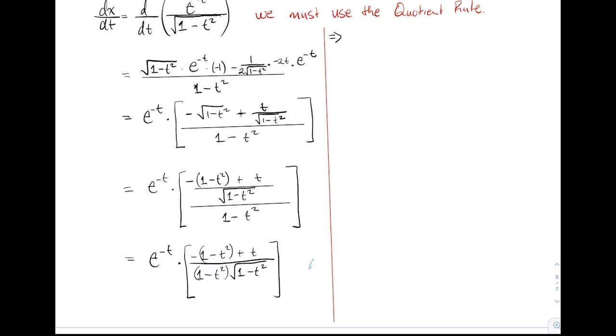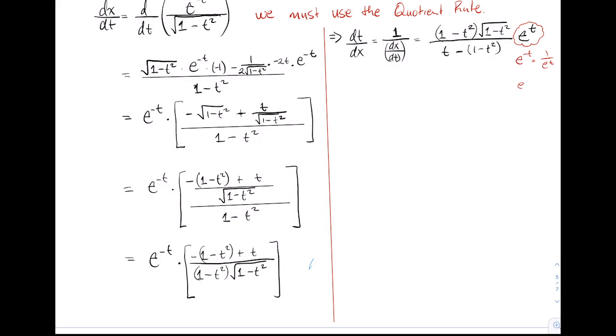So then we can note that dt/dx is equal to 1 divided by dx/dt. That means we take the reciprocal of the expression that we just calculated. So this then gives us dt/dx equals 1 minus t squared times the square root of 1 minus t squared, all divided by t minus 1 minus t squared times e to the t. Note here, e to the t is the reciprocal of e to the negative t. That is, e to the minus t is equal to 1 divided by e to the t, and e to the t is equal to 1 divided by e to the negative t.